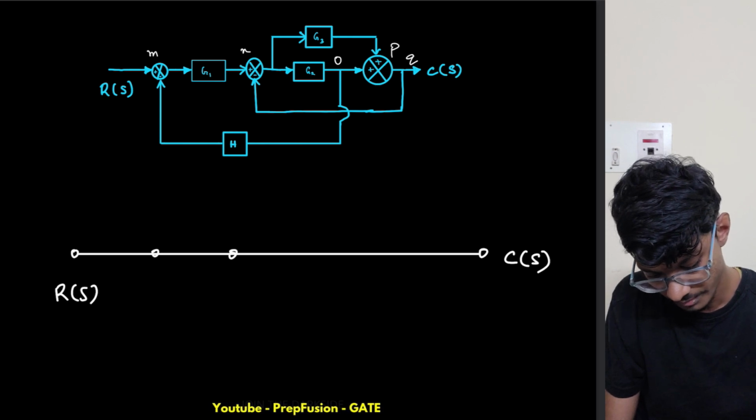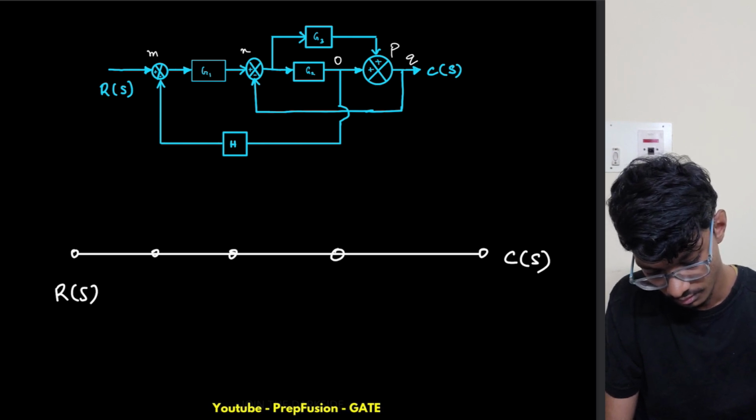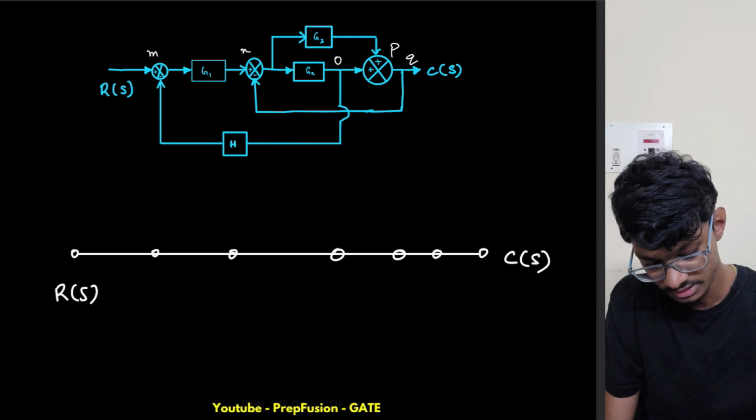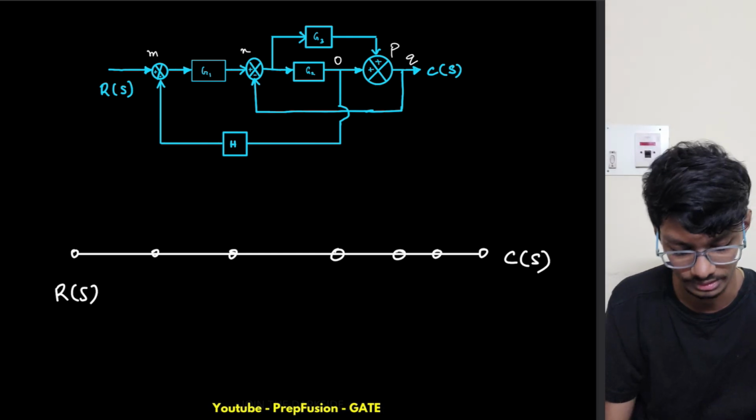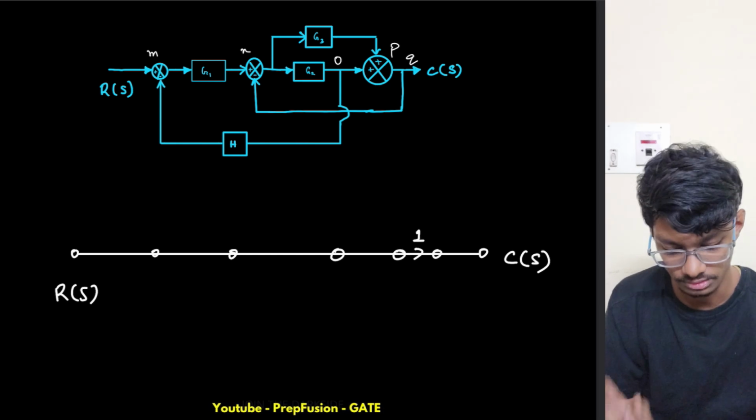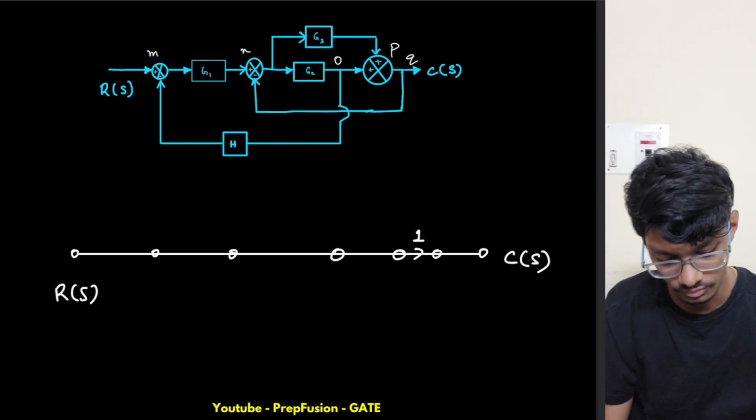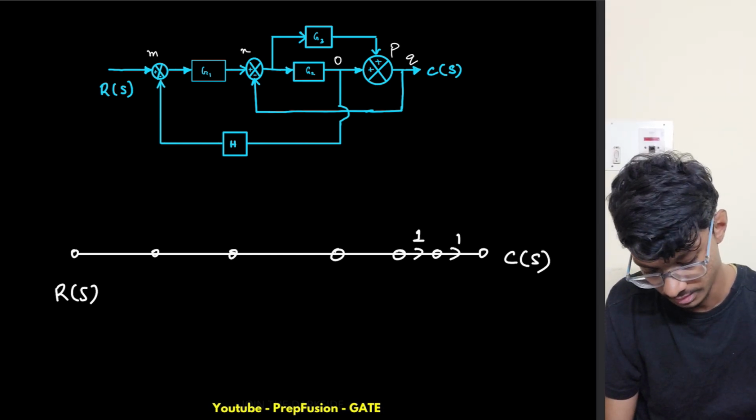So what do you have? M, N, O, P and Q, right? P and Q are really similar, just 1 multiplied with that, right? Because just after the adder it is, so 1 and 1. So let me name this.